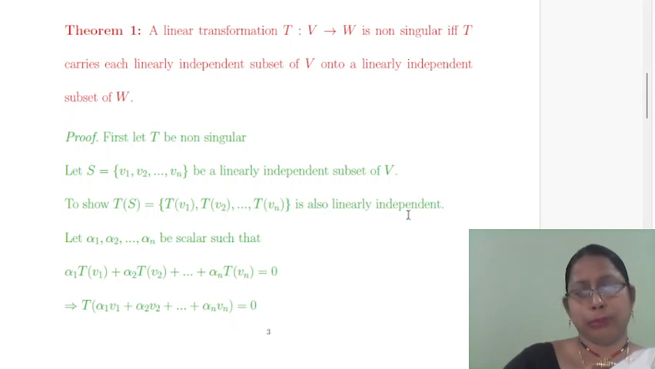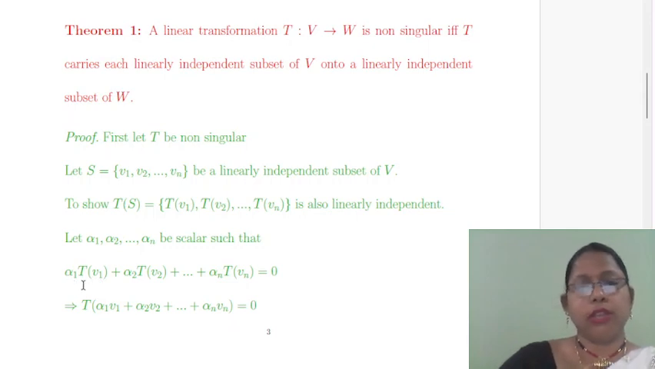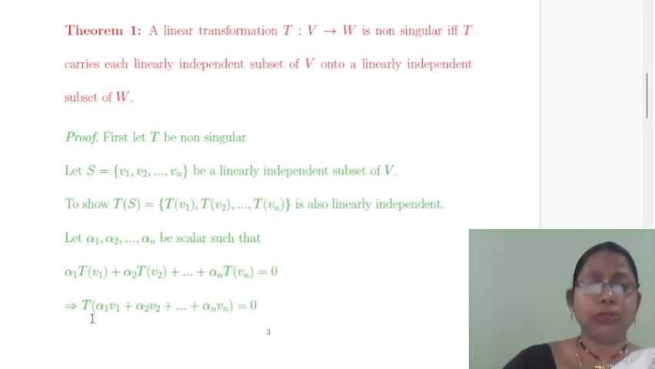Let alpha 1, alpha 2, ..., alpha n be scalars such that the linear combination of these scalars with these vectors is 0. In the next step, use the property of linear transformation. We can write T of alpha 1 b1 plus ... plus T of alpha n bn is equal to 0. Again, by using the property of linear transformation, we can write this as T of alpha 1 b1 plus ... plus alpha n bn is equal to 0.